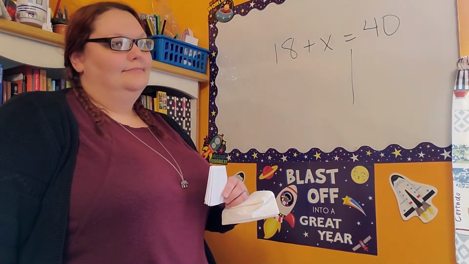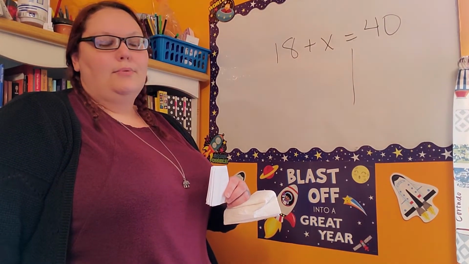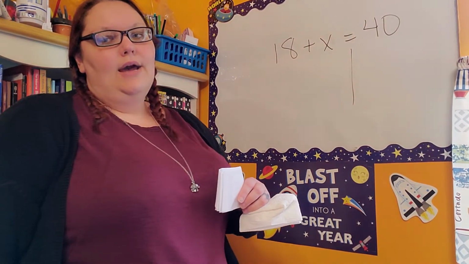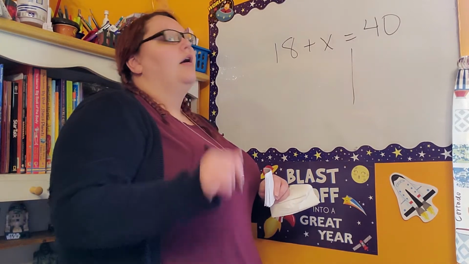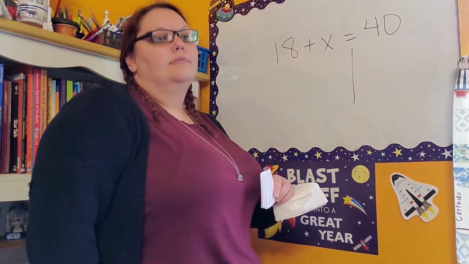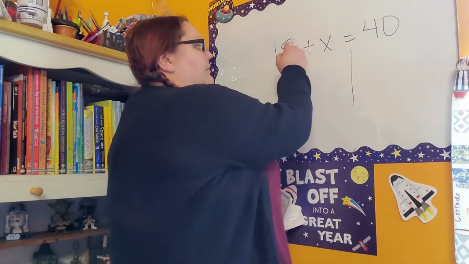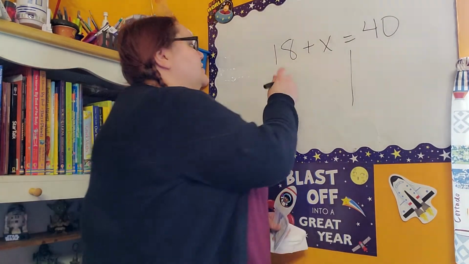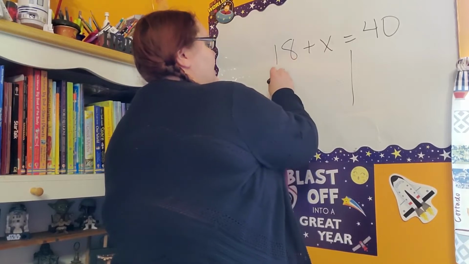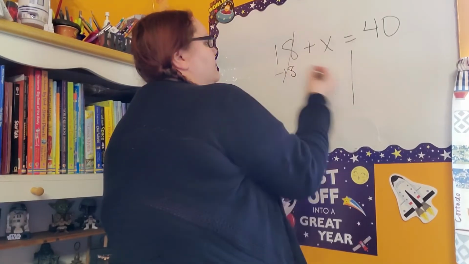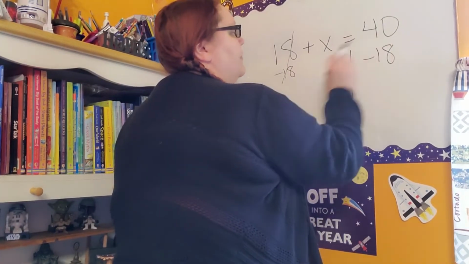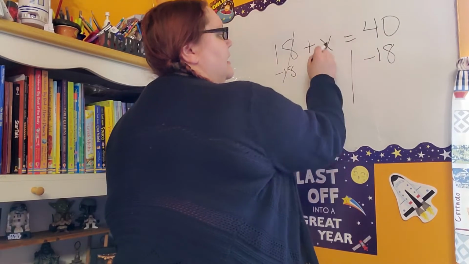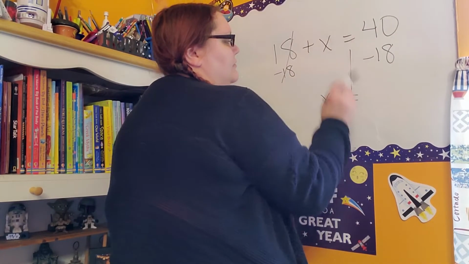Figure out what your... Do you remember what it's called? No. It's okay. Our operation is... Yes, operation. And what is our operation? Addition. Exactly. And what's the opposite of that? Subtraction. So we are going to be subtracting the 18, right? And we're going to do it to both sides. We can go ahead and bring our x down.